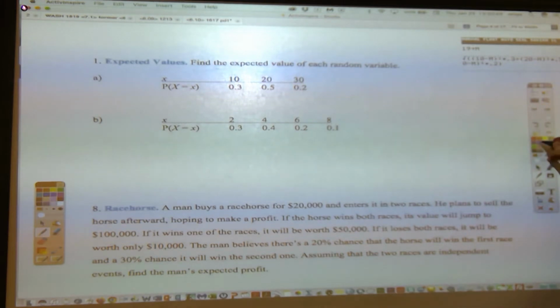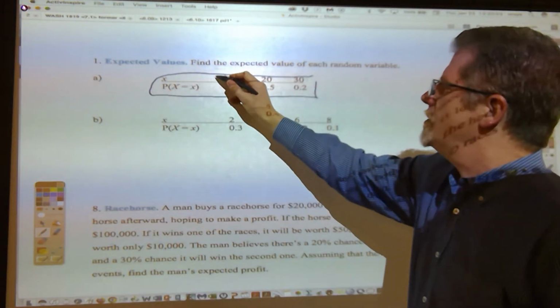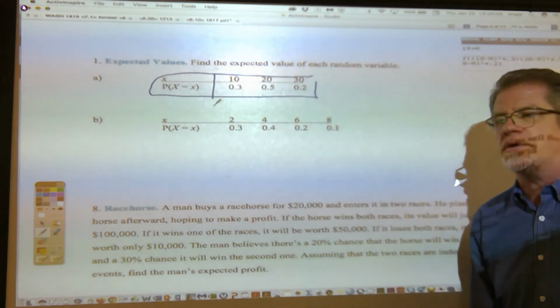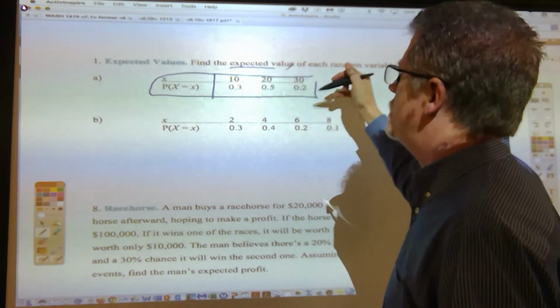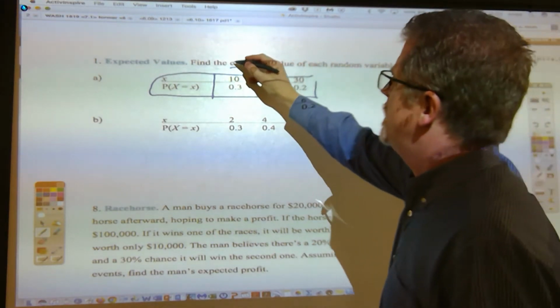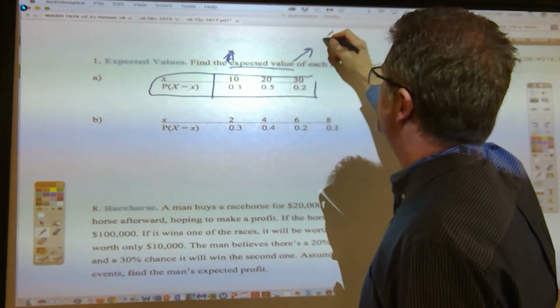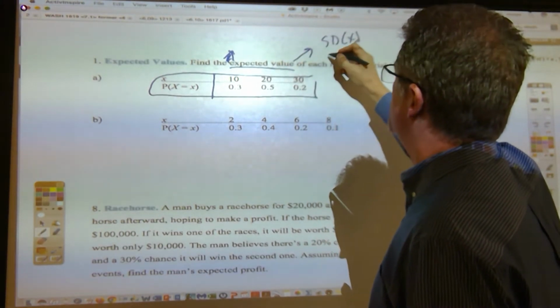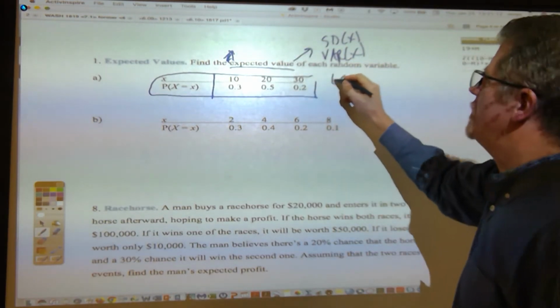We got a lot of stuff to do today. So let's take a look at what's going on. Go ahead and draw a rectangle around this. They're giving us a probability distribution table. And here we get to practice what we did yesterday. So let's find the expected value. We're going to do three things. We're going to find the expected value, but we're also going to find the standard deviation of the random variable and also the variance of the random variable. So they're asking for one thing. We're going to find three.